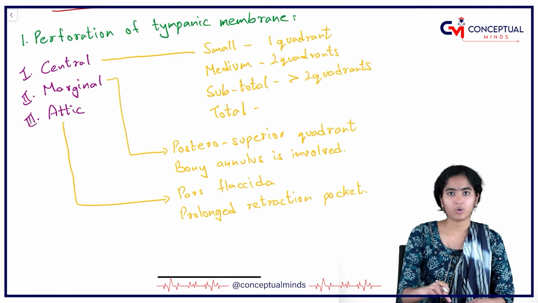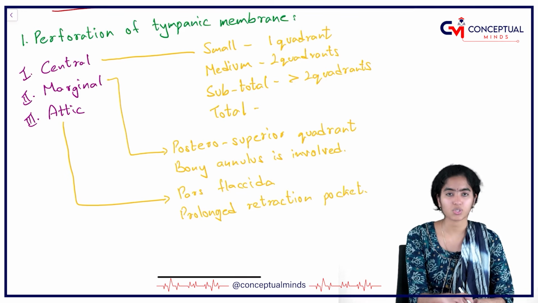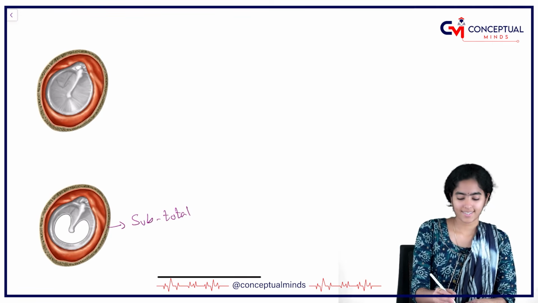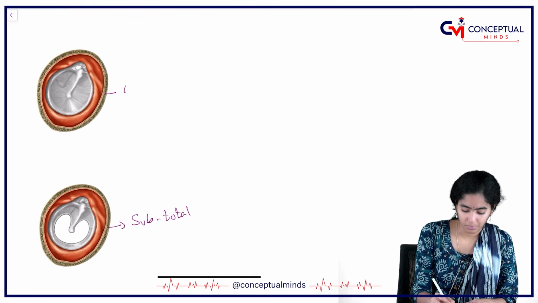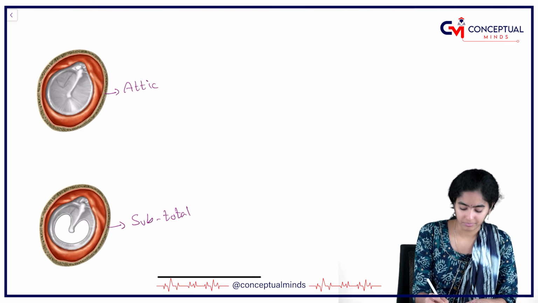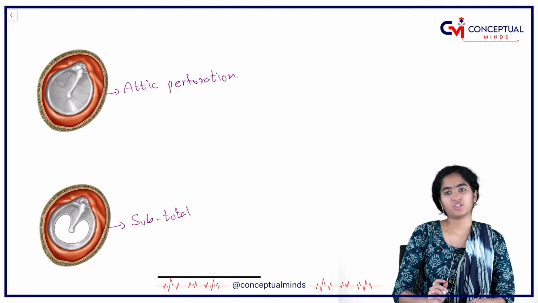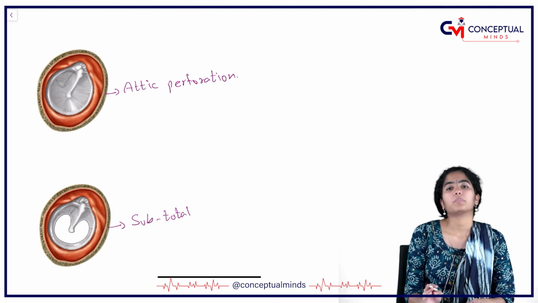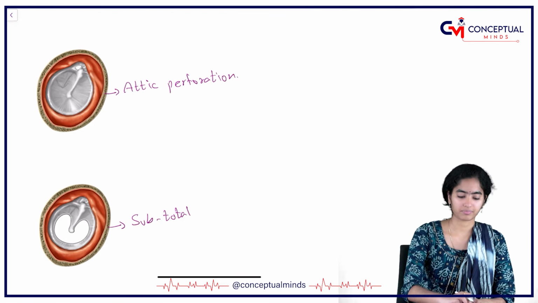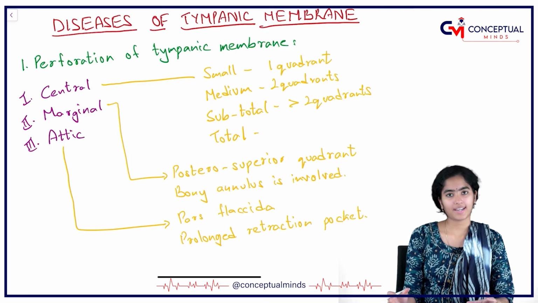So let me show you a picture of attic perforation also. This is a picture showing attic type of perforation involving the pars flaccida region. Now, an attic perforation is usually very small in size, but please remember that it is an unsafe type of perforation. So, these are the various types of perforations in the tympanic membrane.